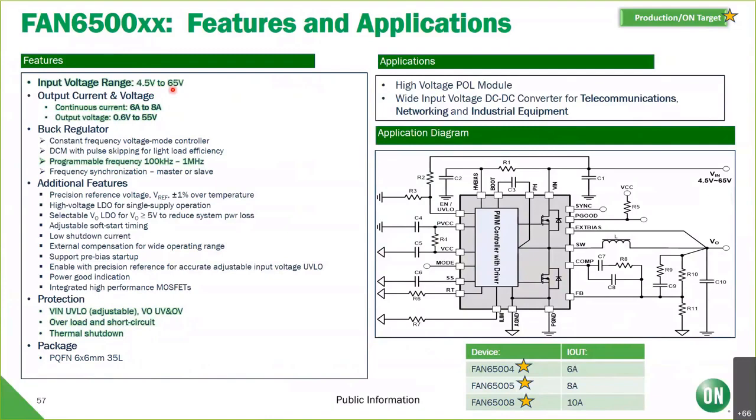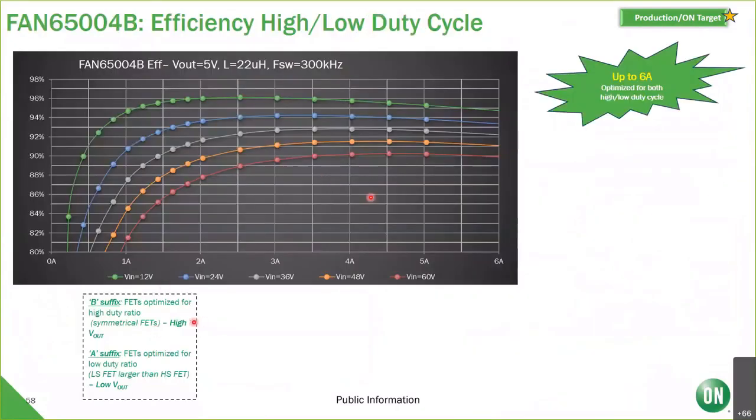I love this device. It takes an input of 4.5 volts to 65 volts. I can do 6 amps, 8 amps, or 10 amps. Programmable frequency of 100 kilohertz to 1 megahertz. Output voltage can be from 0.6 to 55 volts. How versatile is that? Plenty of protection. And then what we have is the suffix. The B suffix is that FETs are optimized for high duty cycle ratio, in other words, a high V out.